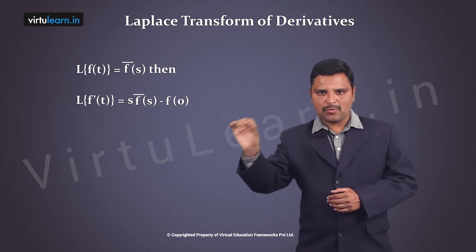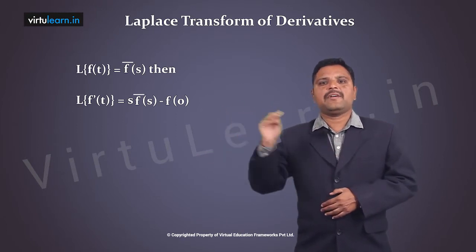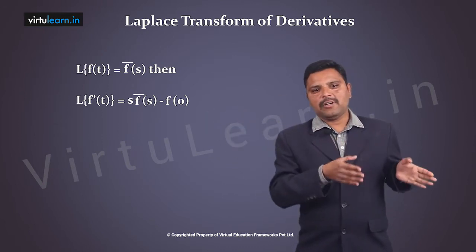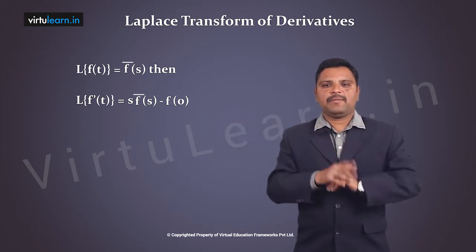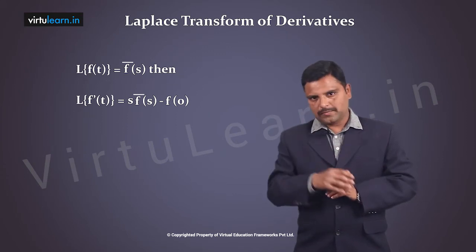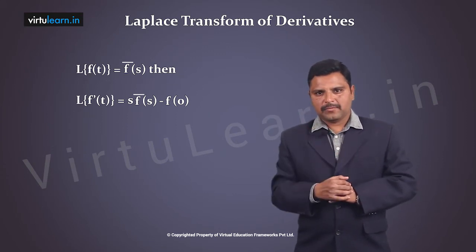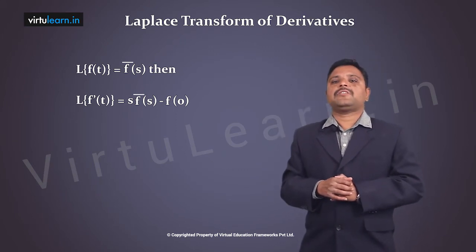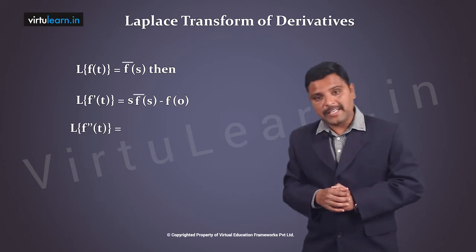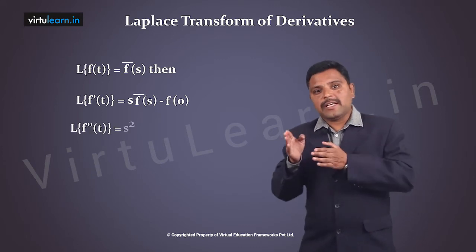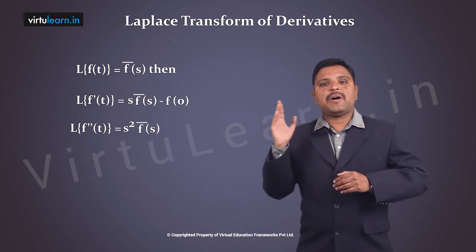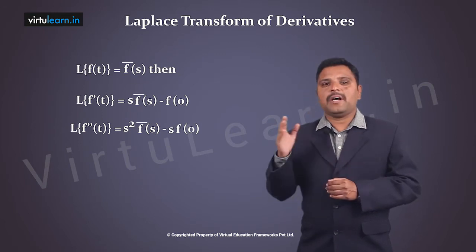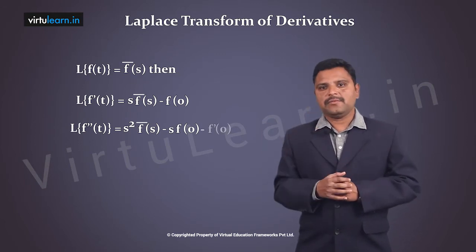Here f bar of s is a known quantity, multiplied with s, and f of 0 means t equal to 0; you calculate f of 0 and automatically we can calculate the Laplace transform of the first derivative of f of t. Next, the Laplace transform of the double derivative of f of t, means Laplace transform of f double dash of t, equal to s square into f bar of s minus s into f of 0 minus f dash of 0. This is the formula.